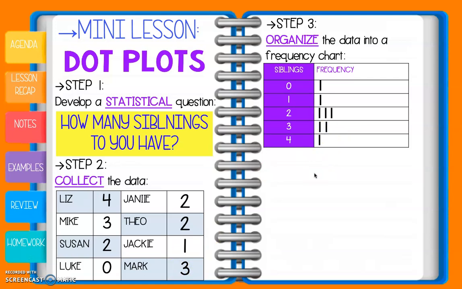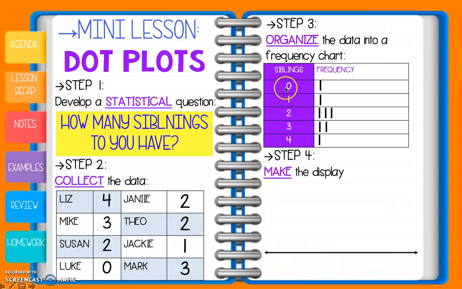So we're going to organize it in our frequency chart, and then step 4, we're actually going to make the display. So when we're making a dot plot, we're going to start off with a number line across the bottom, okay? And when we number our number line, we're going to go from our lowest frequency to our highest frequency. So in this case, we don't have to skip count. We can just go 0 to 4 by ones. So I'm going to have a 0, 1, 2, 3, and 4 across my number line.